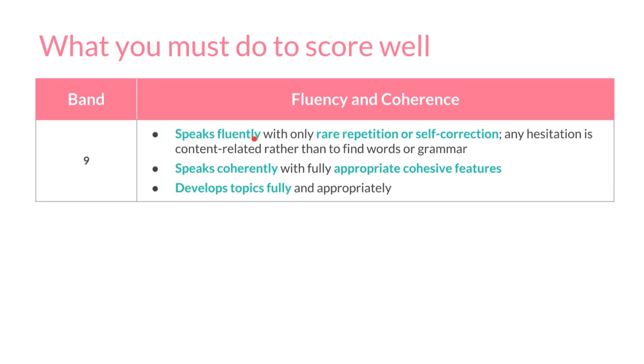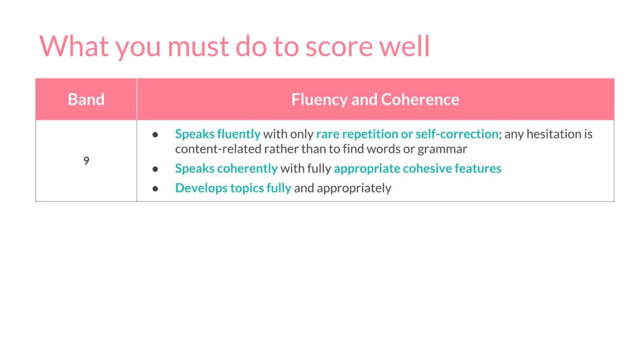So in order to get a band 9, you must speak fluently. You should not really be repeating yourself, and you should also try to avoid self-correction. You should not be correcting yourself too much. You should speak coherently, meaning that it should sound like your answers flow well, that it makes sense, that it's easy to understand you. And next, you need to use a range of cohesive features. So basically, this helps you to transition from one idea to the next really smoothly, and it makes you look like a native speaker, okay?